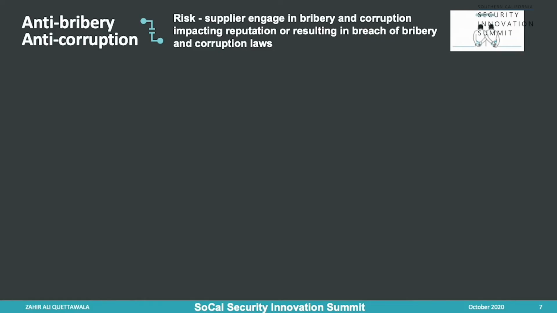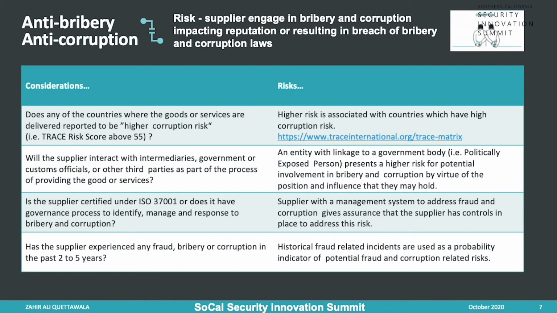Now, going down to the next point, which is anti-bribery or anti-corruption. So in this, the risk is that a supplier engages in bribery or corruption, impacting reputation, resulting in breach of bribery and corruption laws within your space or within your country.